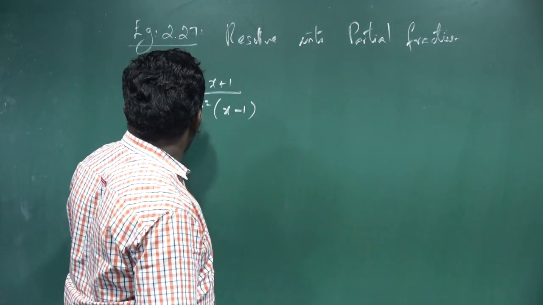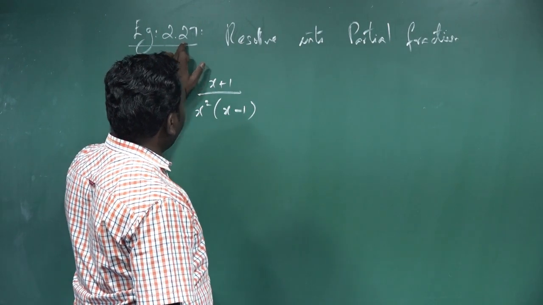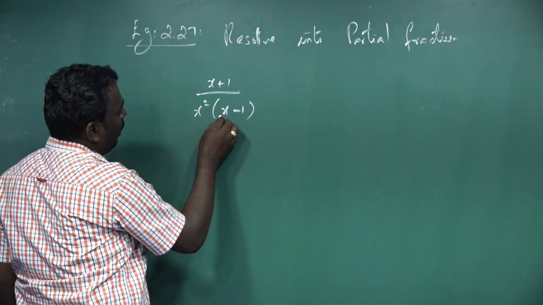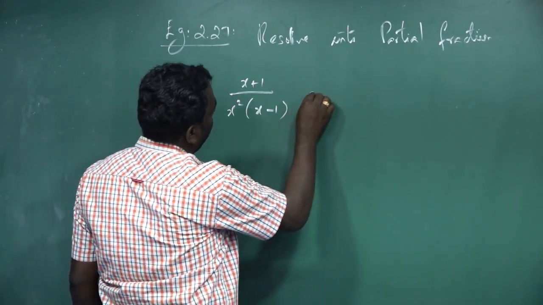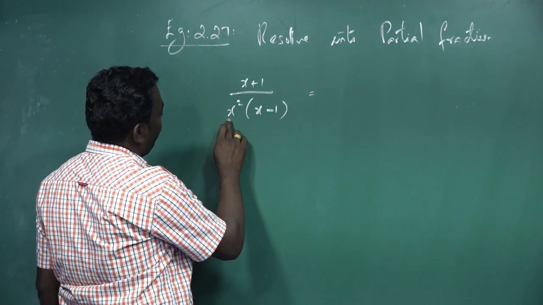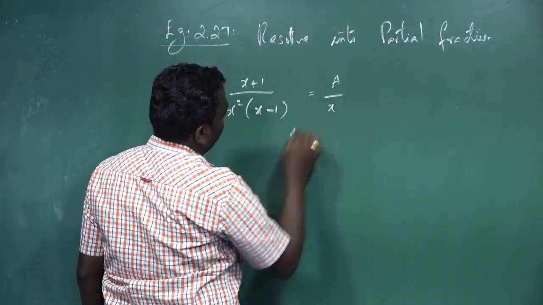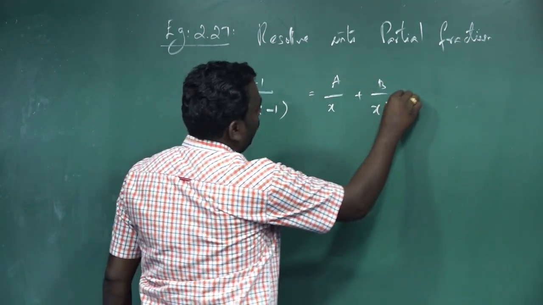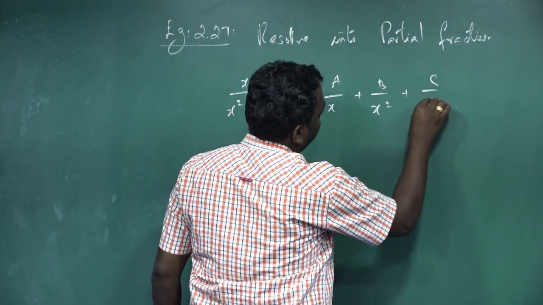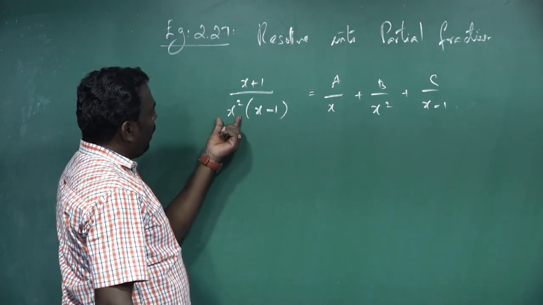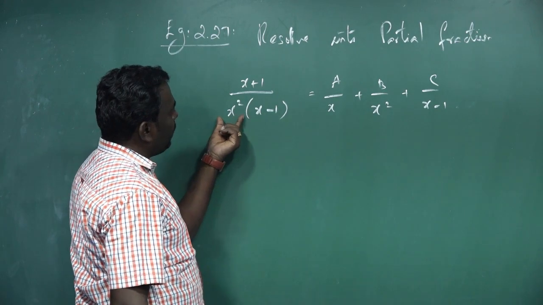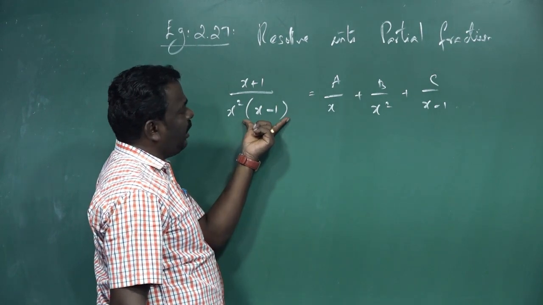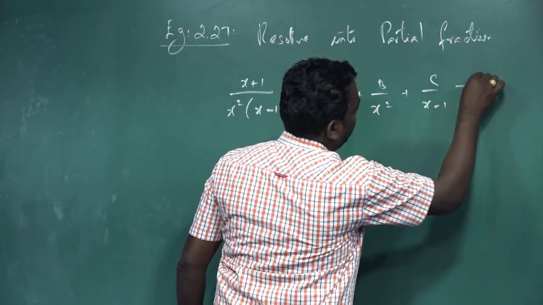Come to the next example, number 2.27, 27th example. Resolve into partial fractions the given expression x plus 1 by x square into x minus 1. Now this one we have to decompose into, first we can write in partial form: a by x, the first factor, plus b by x square, plus one more factor, c by x minus 1. So we have the terms in the partial form. First we write a by x, plus b by x square, then another factor c by x minus 1, and this equation is defined as 1.